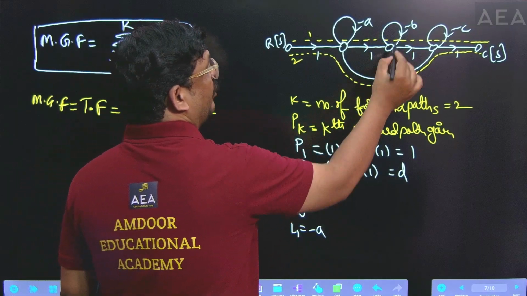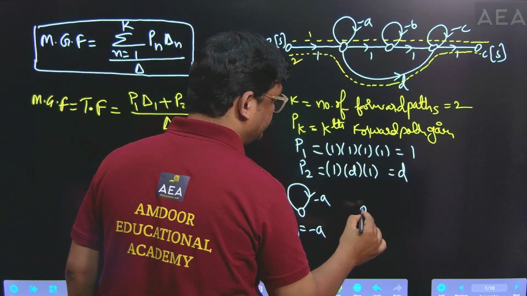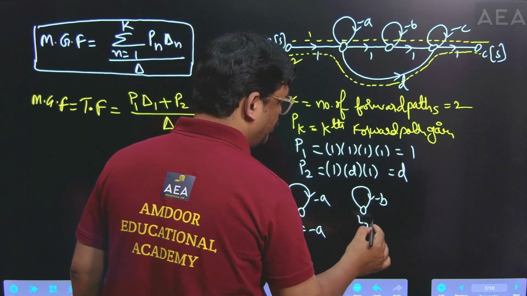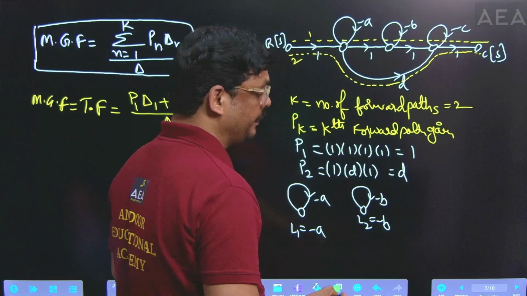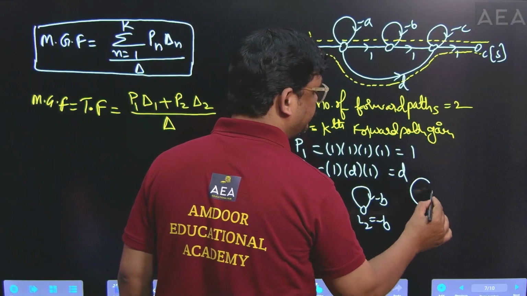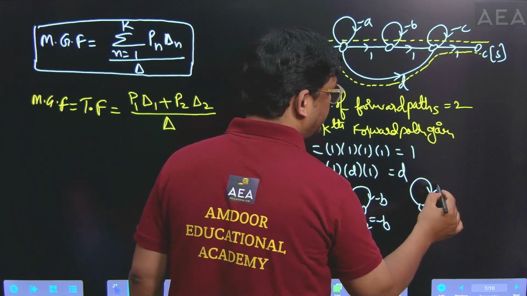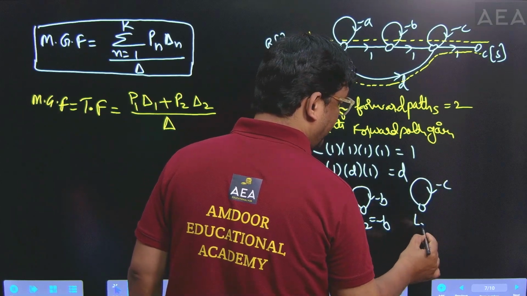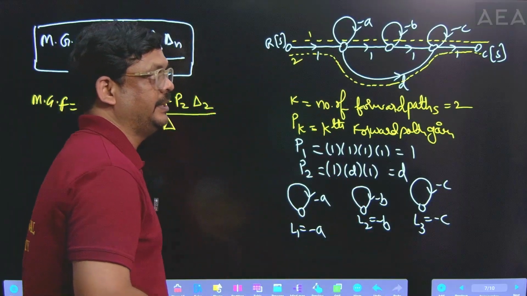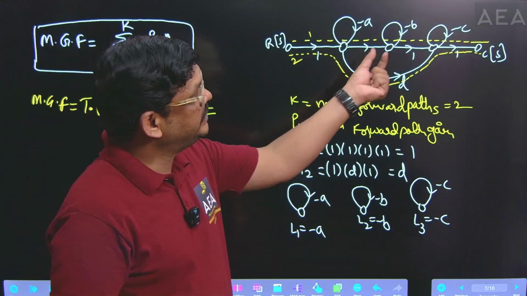And similarly, one more loop is defined here. This loop gain is minus B. Let us take loop 2 gain as minus B. And another loop is defined here, a complete closed path. This gain is minus C. Now I am writing the name of this loop as L3 and the gain of this one is minus C. So totally it has 3 individual loops.